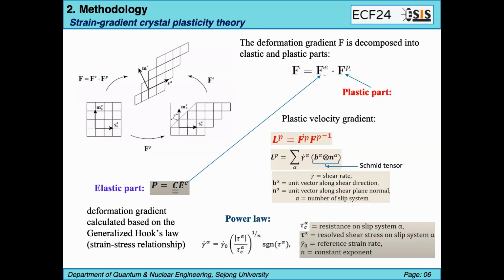We can see in the equation, Fe is the elastic part. We can calculate it based on the generalized Hooke's law. And Fp, the plastic part, we can calculate with the plastic velocity gradient using this equation. And this equation we should pay attention to for the shear rate, which is calculated by the power law. In this equation, tau C alpha is the resistance on slip system alpha, and tau alpha is the resolved shear stress on the slip system alpha.